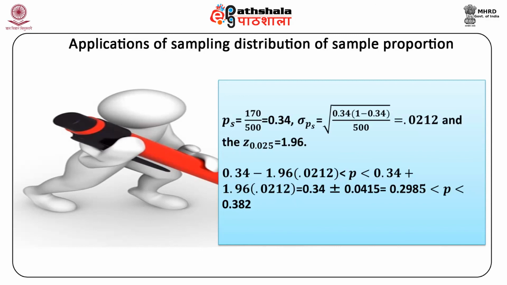This is equal to 0.2985, which means the probability is greater than 0.2985 but is less than 0.382.